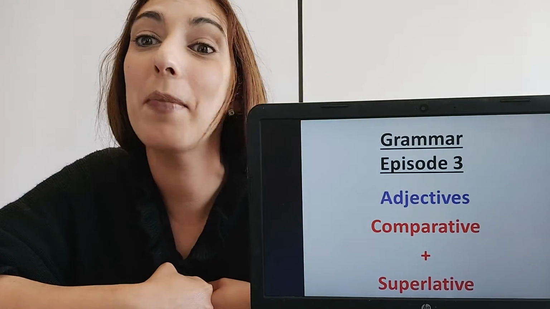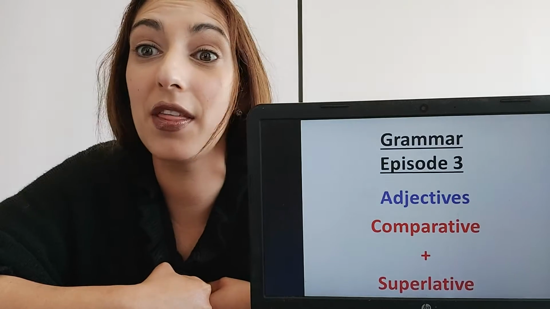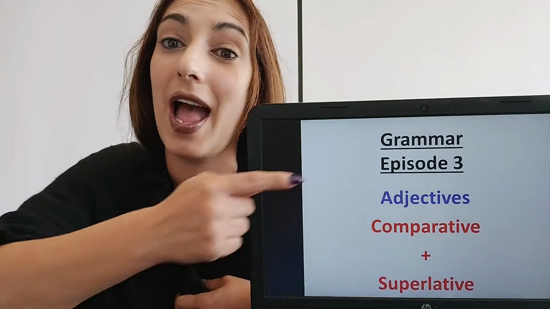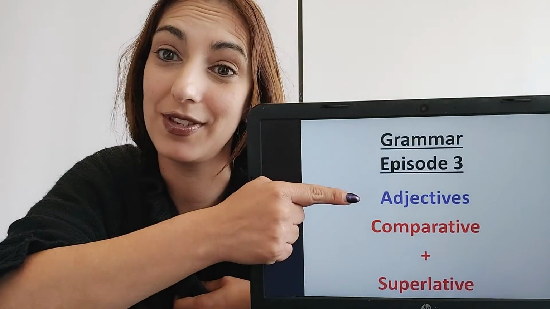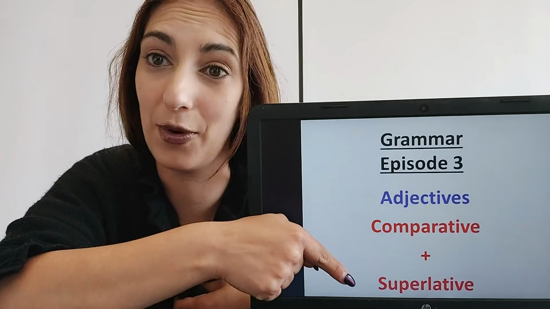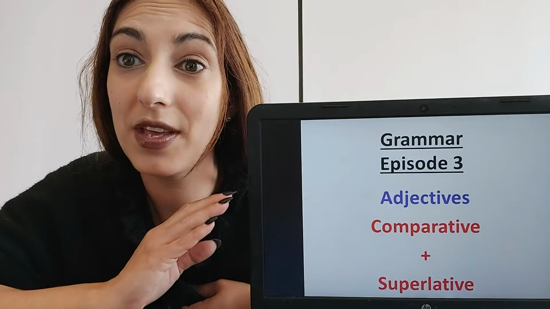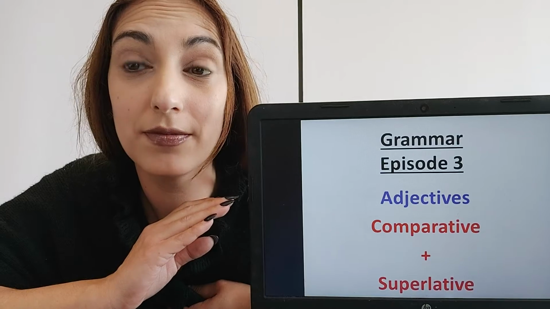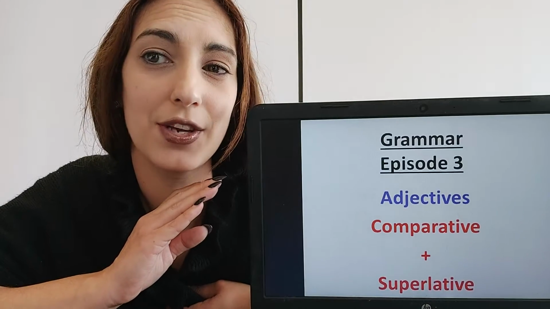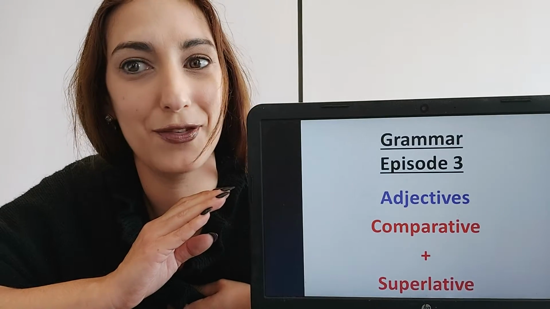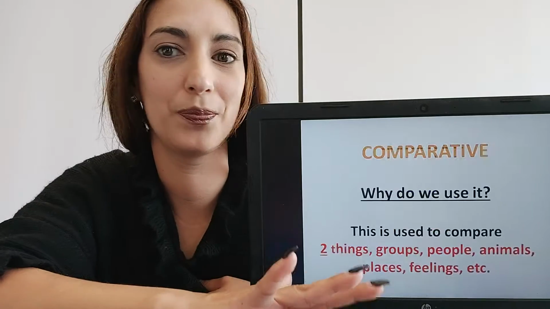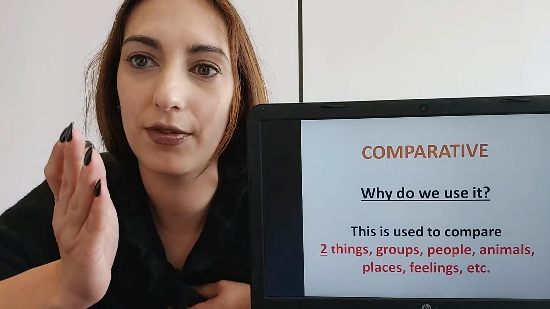Today we're looking at comparisons, how to compare things to other things. And we're going to specifically look at adjectives in the comparative and superlative form. Now you can do very similar things with adverbs as well. So take note of the adjectives and use the same rules for the adverbs. Let's have a look. Now what is the comparative form?